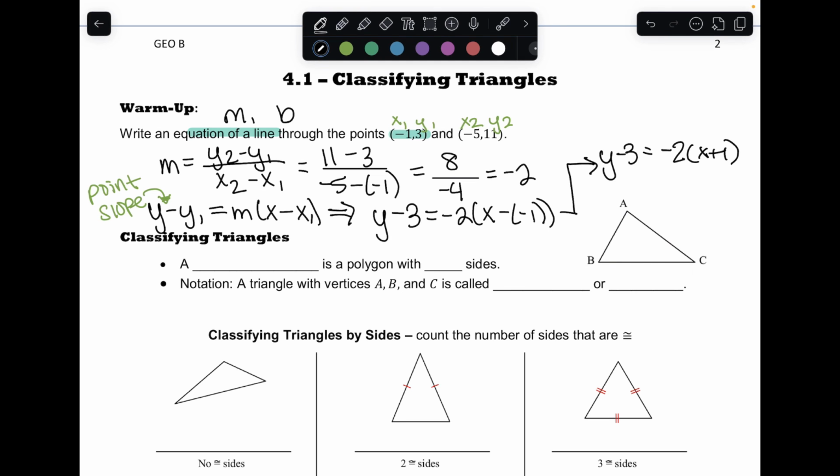That we can then distribute. So y is equal to -2x. This right here would give me -2. And then I'll also want to add this 3 to both sides. So I'll have -2 plus 3, it's going to give me a +1. So our equation is y is equal to -2x plus 1. If we plugged in our other point into that equation, we would get a true statement, meaning 11 would be equal to 11 if we're using y2. Okay? So that's our algebra problem of the day, and now we're going to get into triangles.